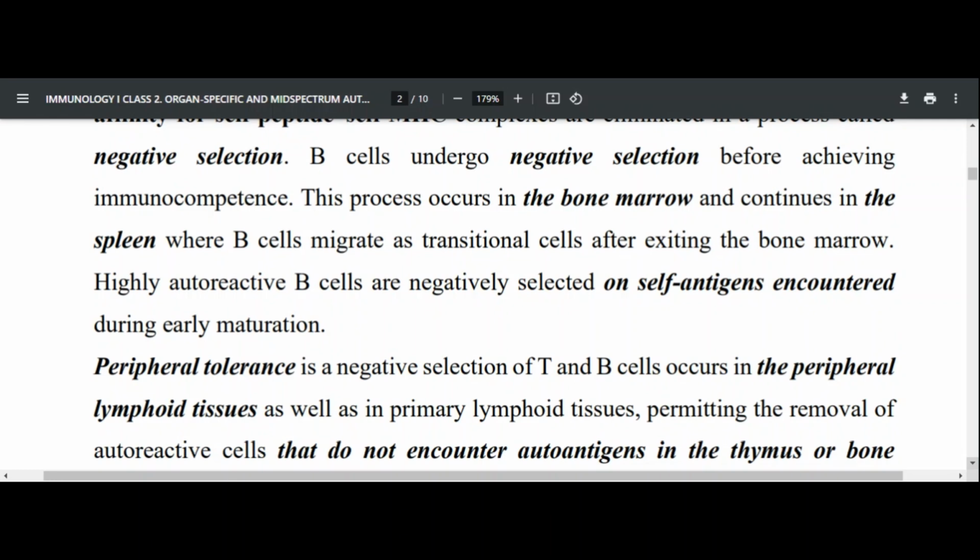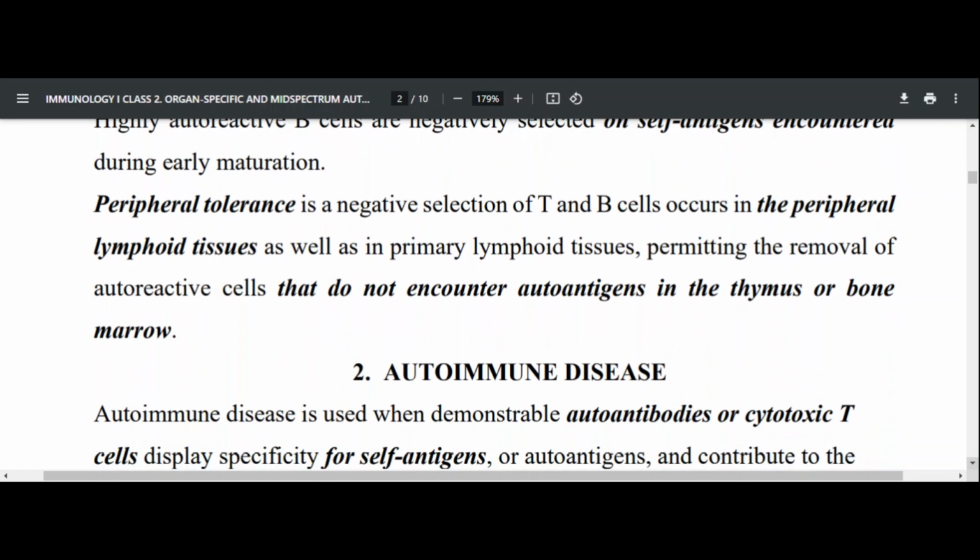So that is what we call central tolerance. Central tolerance happens very early, and it takes place in primary lymphoid tissues: the bone marrow and the thymus. Unlike central tolerance, peripheral tolerance is the second selection, negative or positive, which takes place in peripheral lymphoid tissues as well as sometimes in primary lymphoid tissues, permitting the removal of autoreactive cells that don't encounter autoantigens in the thymus or bone marrow.